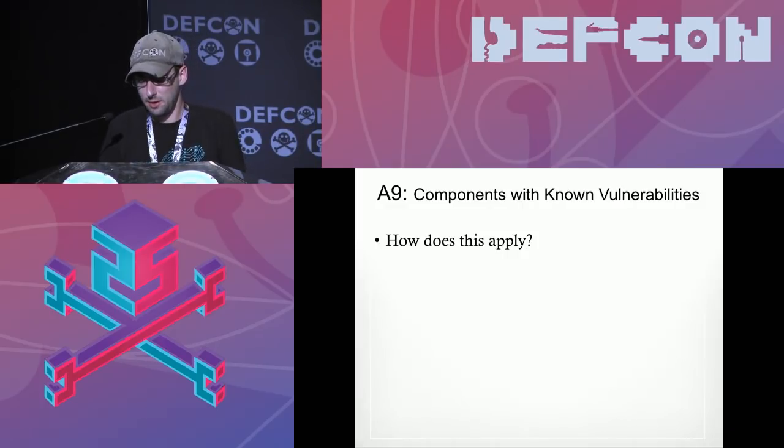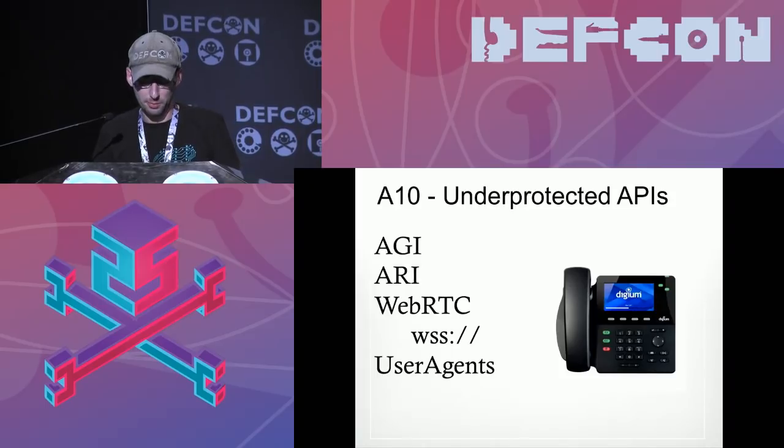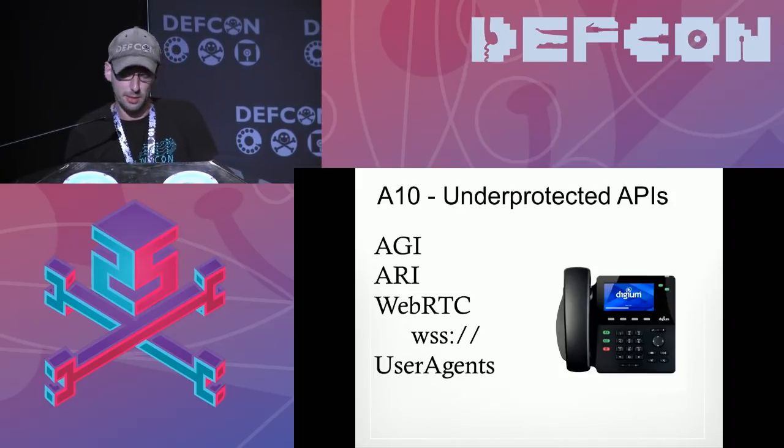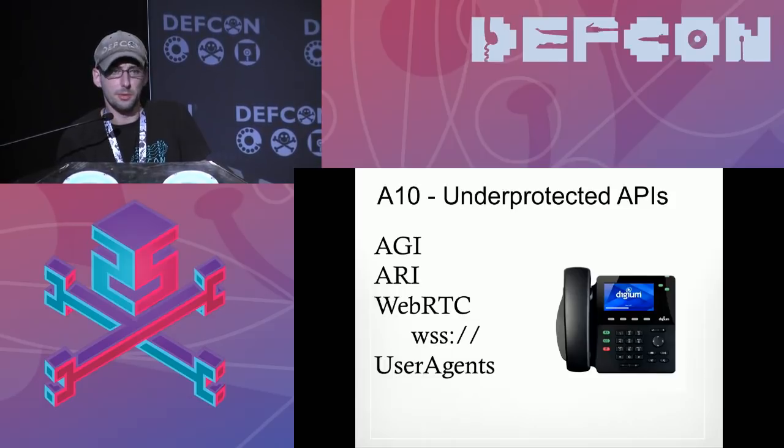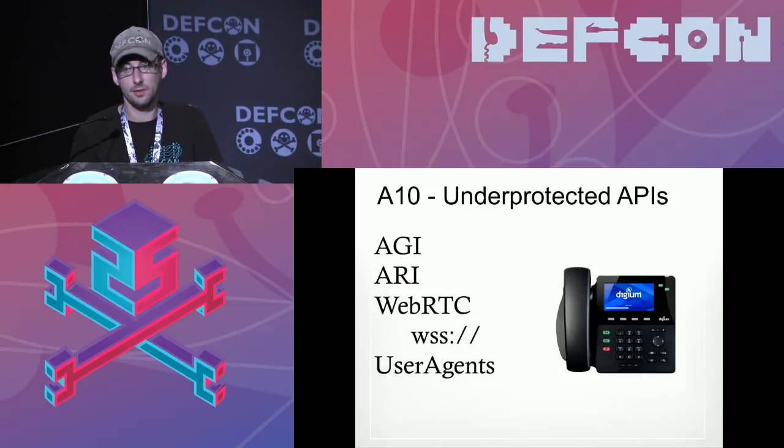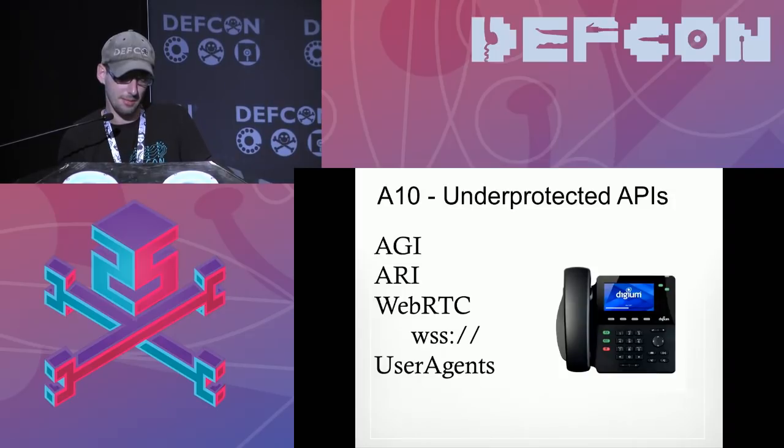And then this is the last one for the OWASP Top 10, underprotected APIs, which is new. The AGI is your Asterisk Gateway Interface. That sits internal to the PBX. That really isn't an externally facing API, but it may be underprotected, or there may not be controls in place for that. And then the ARI is your Asterisk RESTful Interface. That is often sitting on the web, and I'm sure other vendors have all their own APIs.